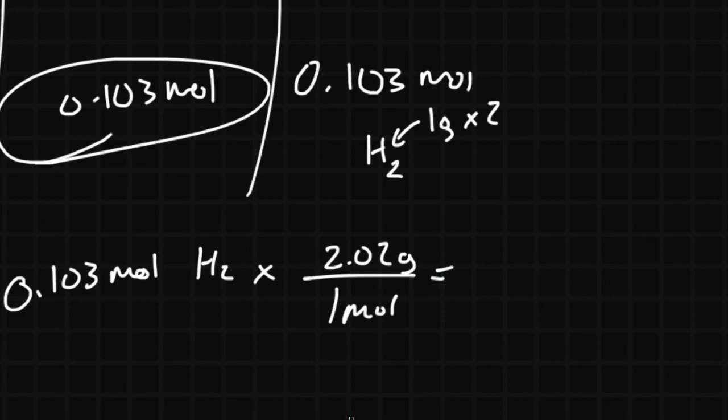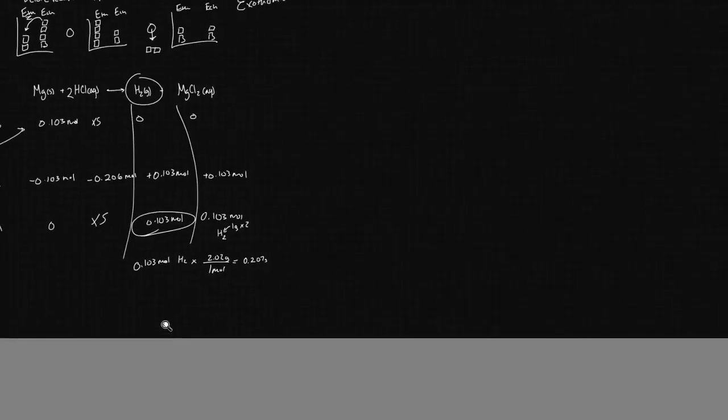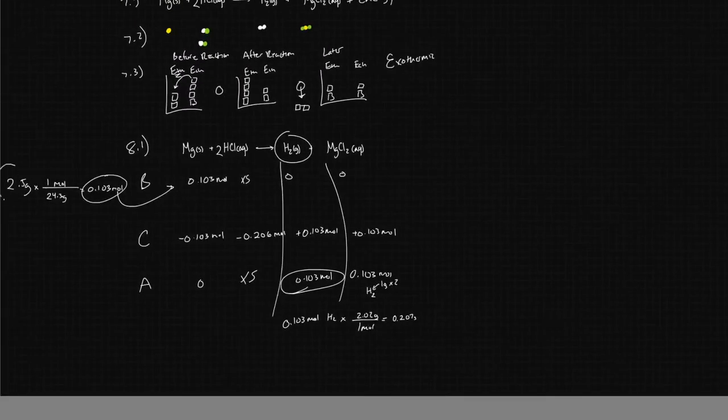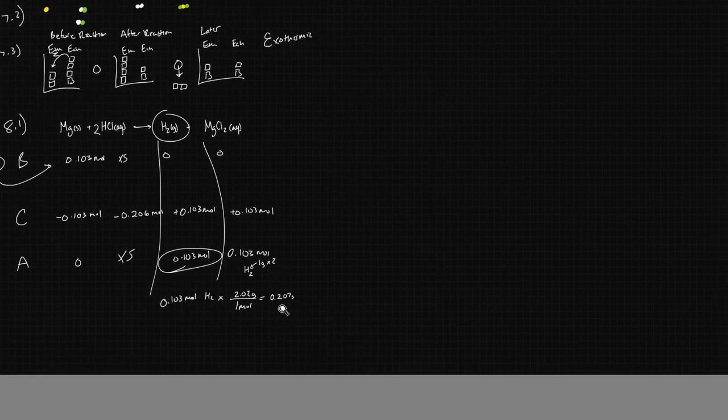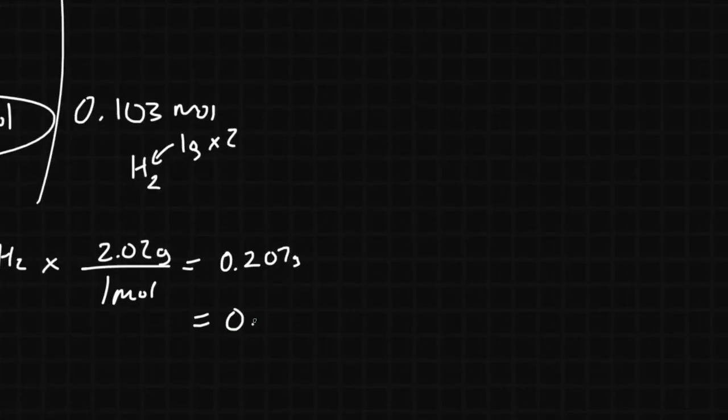When I run that through my calculator, I get 0.207 grams. Technically, if I'm working with sig figs here, because I only started with these 2 sig figs, I should end up with just these 2 sig figs. So I technically should round this to 0.21 grams, but I think we'll be fine with 0.207 as well.